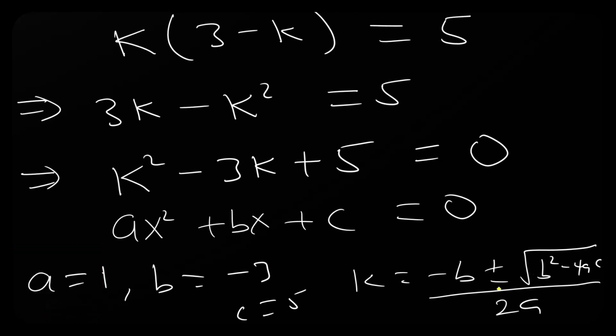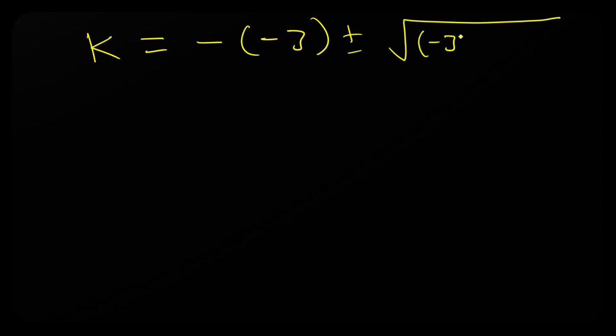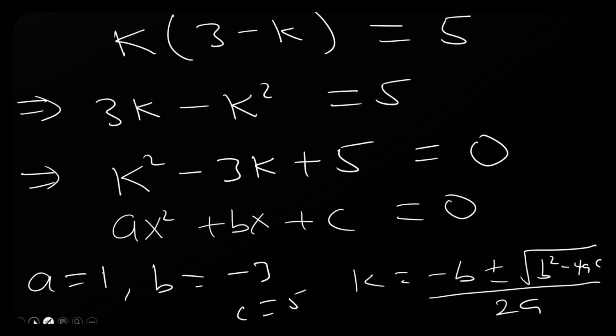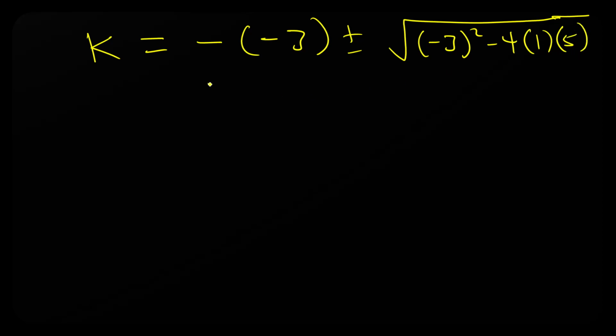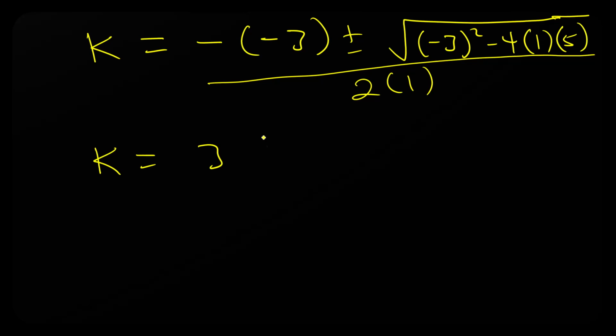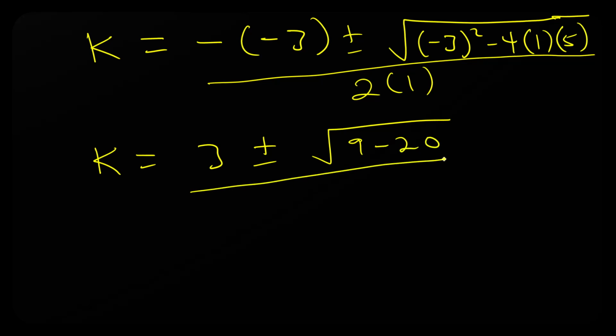Okay, so let's do the substitution here. We have K equals to, so minus b is minus minus 3, so we have 3 plus or minus square root of b squared, minus 3 squared, minus 4 times a which is 1 and c which is 5, on 2 times a which is 1. So we have K equals 3 plus or minus square root of 9 minus 20 on 2. So K will be 3 plus or minus square root of minus 11 on 2.